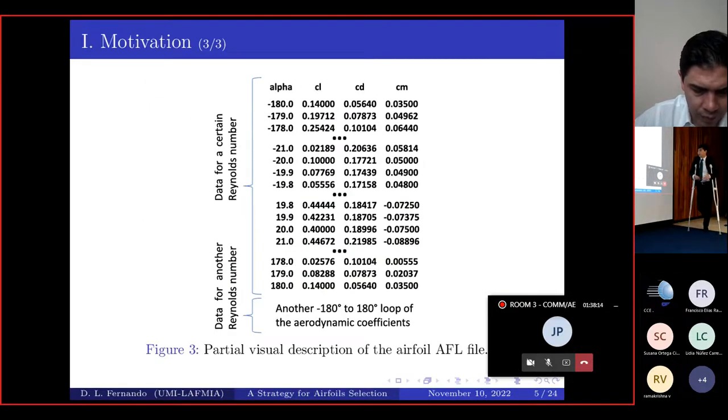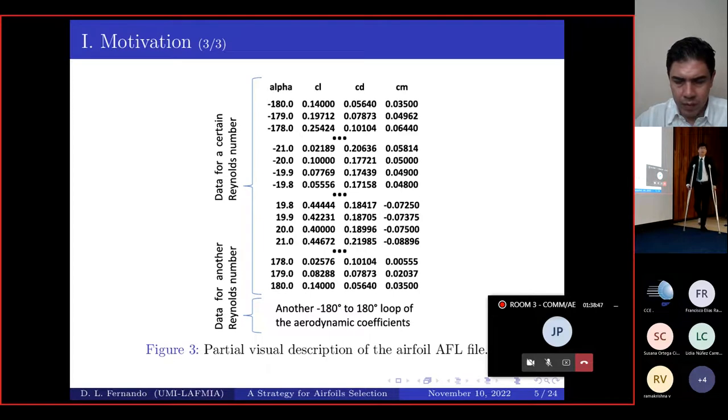These are, for example, the files generated when you develop an airfoil design in Airfoil Maker. You have not just 360 degrees, but more, because in the range from minus 20 degrees to 20 degrees we have steps of 0.1. And not only that, we have to do this for up to 4 Reynolds numbers. So it becomes very time consuming.